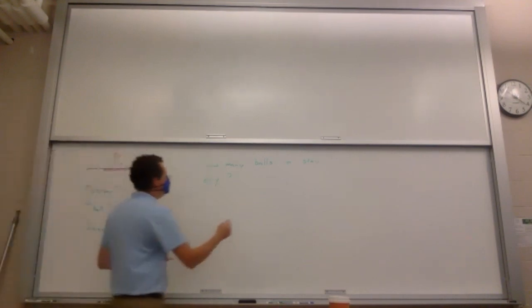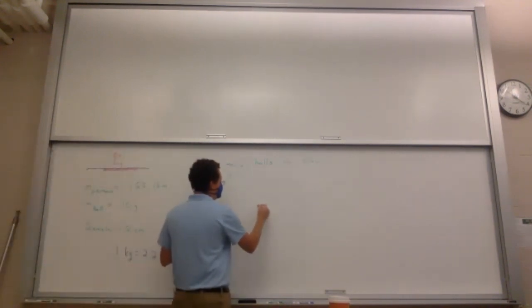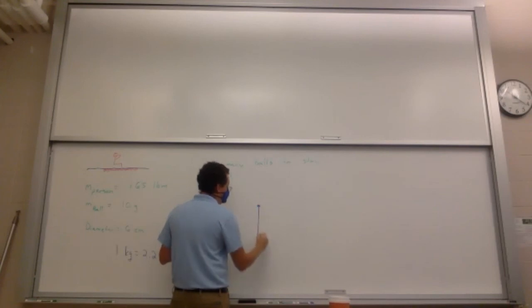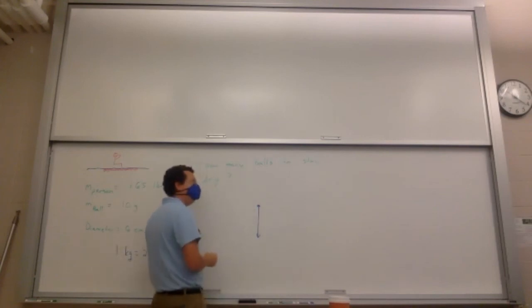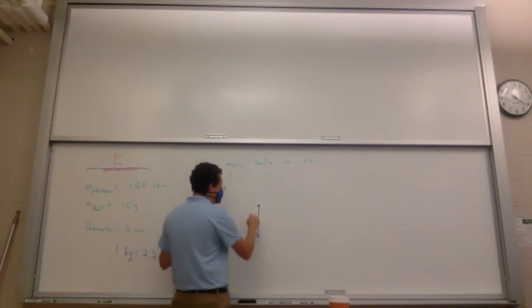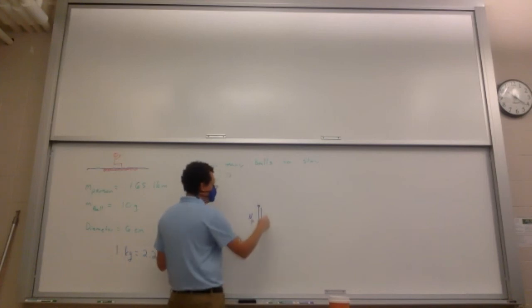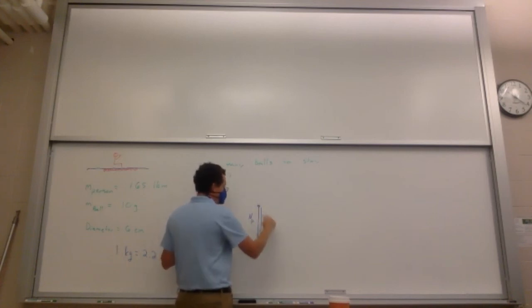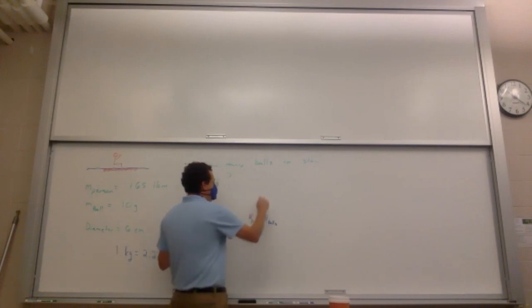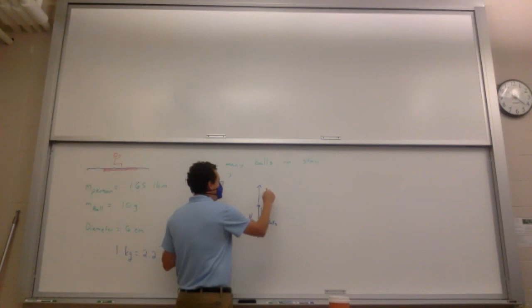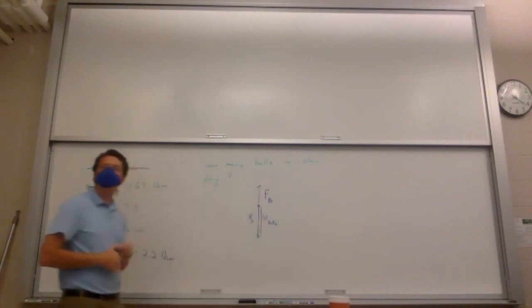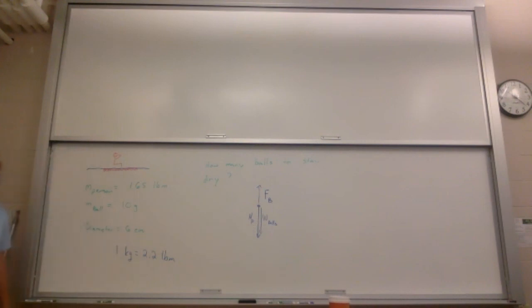Okay, so let's have a good free body diagram. Going down, I would have a normal force from the person. And then going down, just shifting it over so you can visualize it, the weight of the balls. And then going up, we'd have the buoyant force. Is that okay so far?